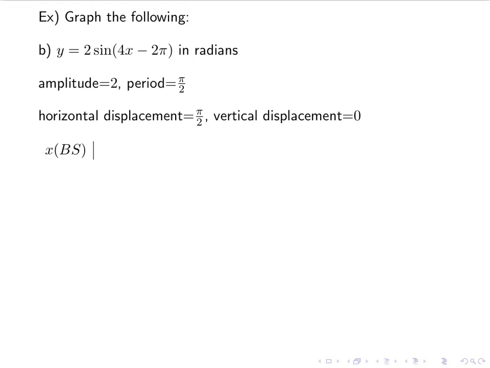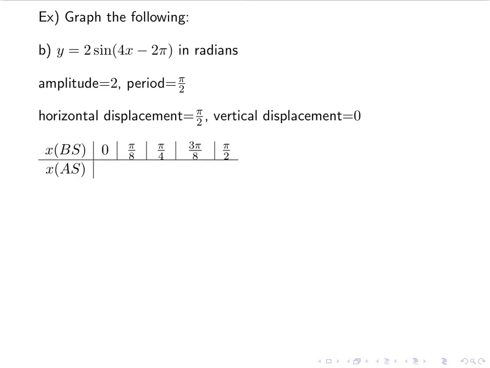So our before shift values start at 0, and then we want a quarter of our period. So pi over 2 times a quarter gives us pi over 8. And then we're going to double it or take half of our period, which gives us pi over 4. Our next value, again, is 3 times this guy, so 3 pi over 8. Our last value is our period, pi over 2.